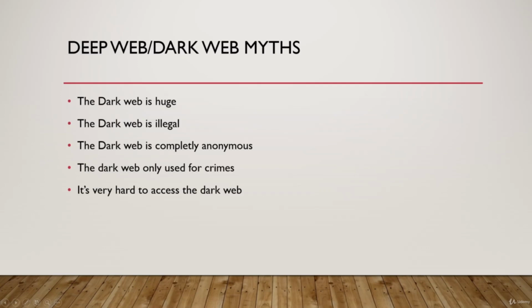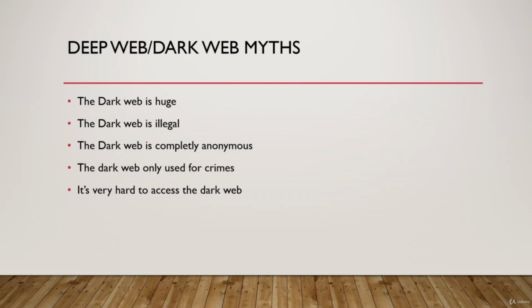So the first myth is that the dark web is huge. Once again, I'm not talking about the deep web, I'm talking about the dark web itself. The deep web is, as I said, something around 94-96% of the whole internet. The dark web itself is not that big compared to all this. It's only something around 500,000 websites. So once again, it's very, very small compared to the deep web as a whole.